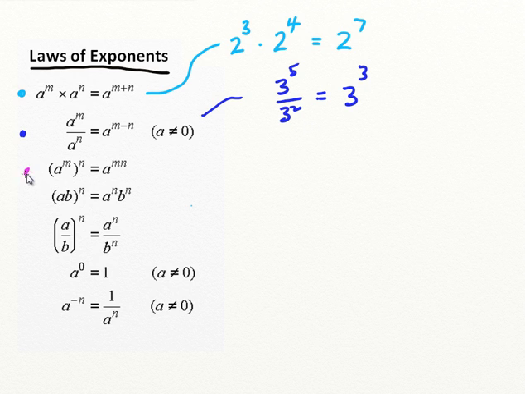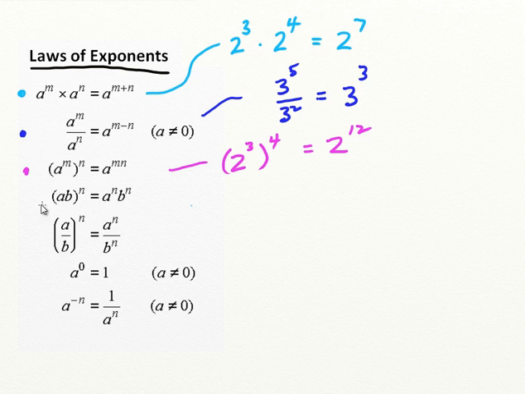Well, what do we do when we have an exponent raised to an exponent? Well, the rule is that we multiply. So if we had something inside the brackets, let's say it was 2 to the exponent 3, and that entire base is being raised to the exponent 4, well, that would mean that we just multiply the exponents, and we would have 2 to the exponent 12.